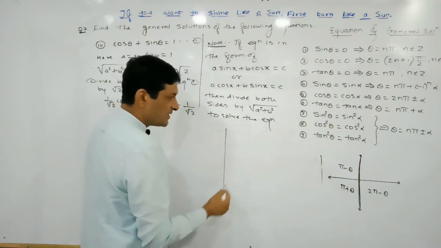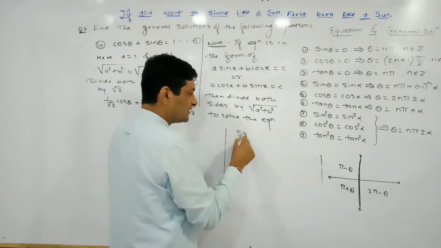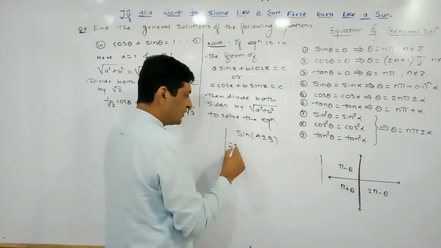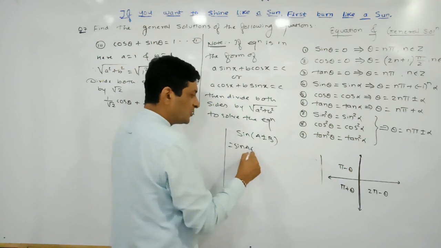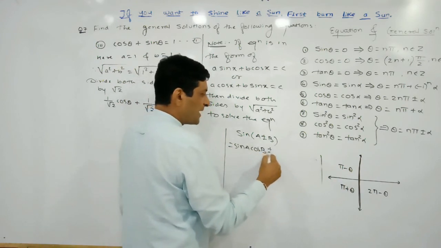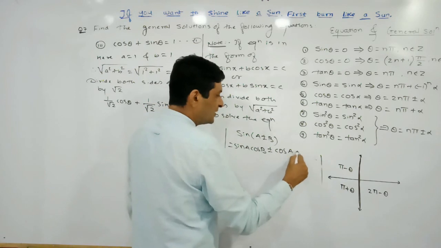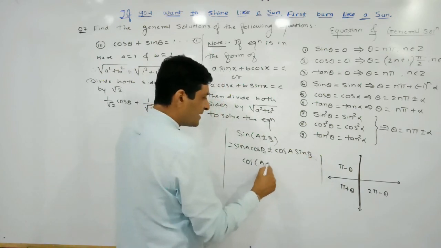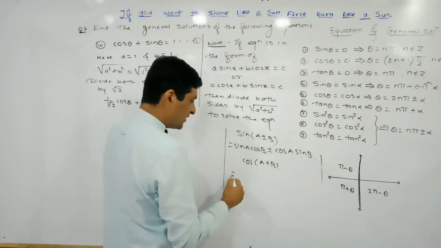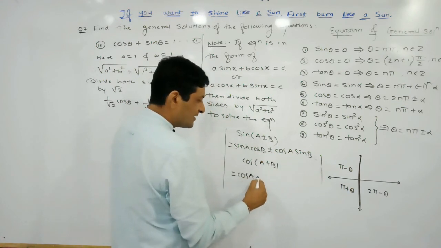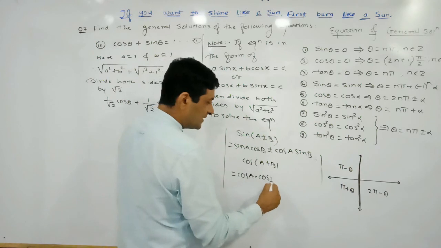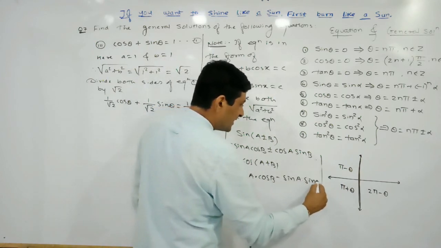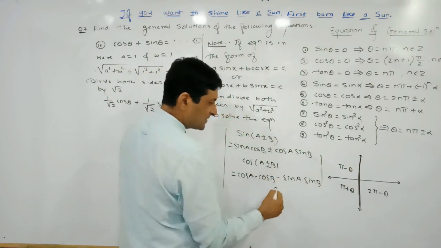To convert it in this form, we have to make use of this formula: sin(a plus or minus b) is equal to sin a into cos b plus or minus cos a into sin b. And the second formula is cos(a plus b) is equal to, what is that formula? Cos a into cos b minus sin a into sin b, and instead of plus minus there, here plus is there.